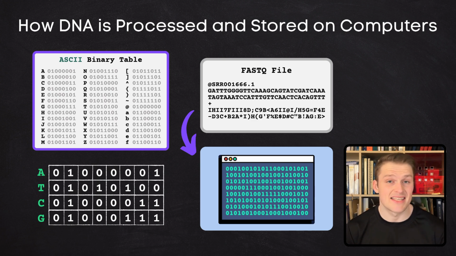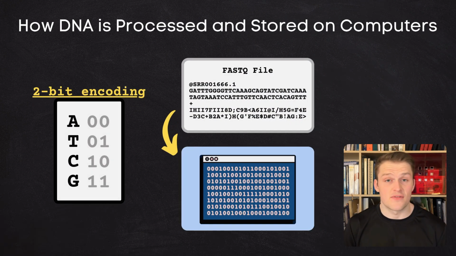This is because the ASCII system was designed to represent many different characters, including letters, numbers, and symbols, while DNA sequencing data only needs 4, A, C, G, T, or 5 if you count the ambiguous N. That means we're wasting significant storage space. This is why the sequencing data in these files are often compressed using a 2-bit encoding system. This compression reduces the storage requirement by 75%, from 8 bits per base to just 2 bits.